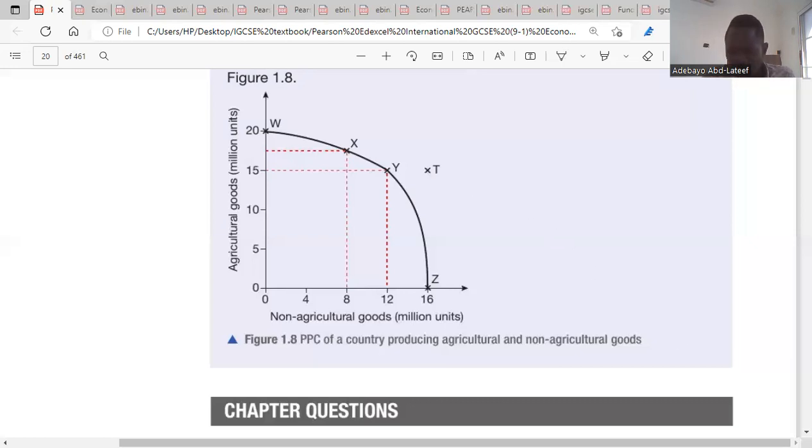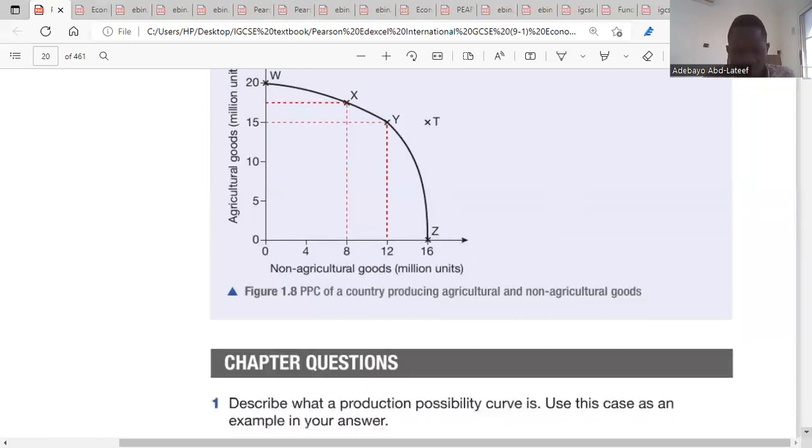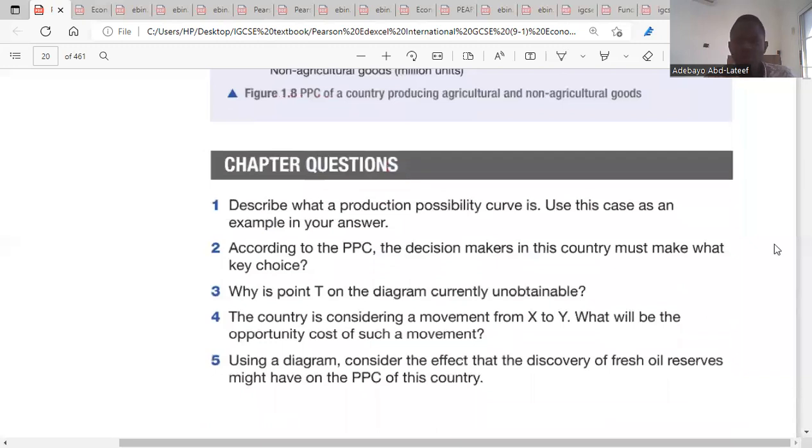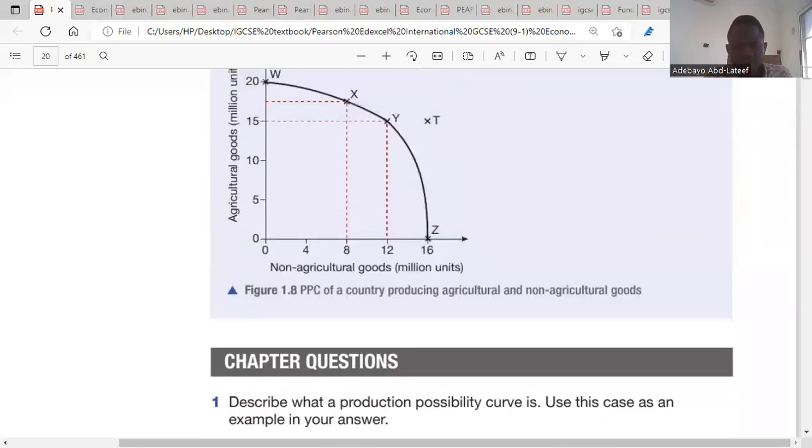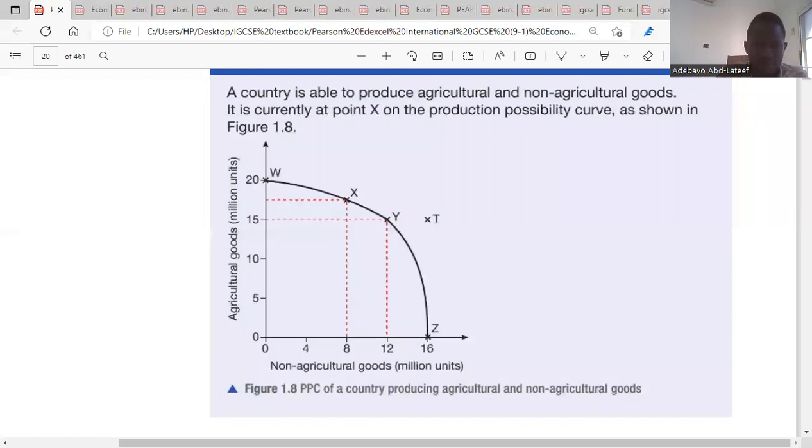Question, I think it has question 4 too, right? Yeah, question 4. They said, the country is considering a movement from X to Y. What would be the opportunity cost of such movement? Well, let's go back to what is X and Y. Let me just write them out first and see.